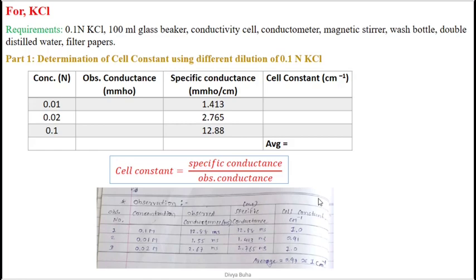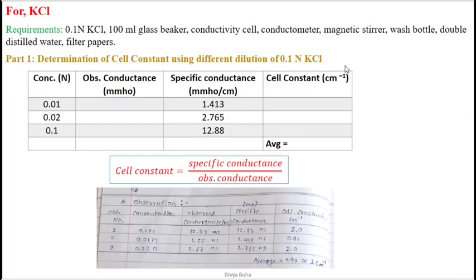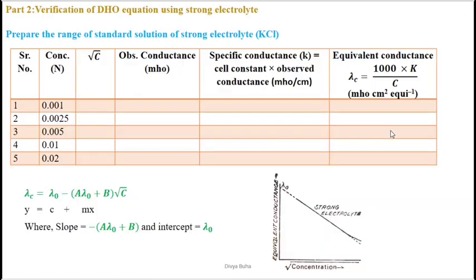So the first part is to find the exact cell constant of the conductivity cell which you will be using in order to verify the DHO equation. Whatever strong univalent electrolyte you are taking, you have to find the cell constant using KCl only. Now let us move on to the second part, that is verification of the DHO equation using a strong electrolyte.